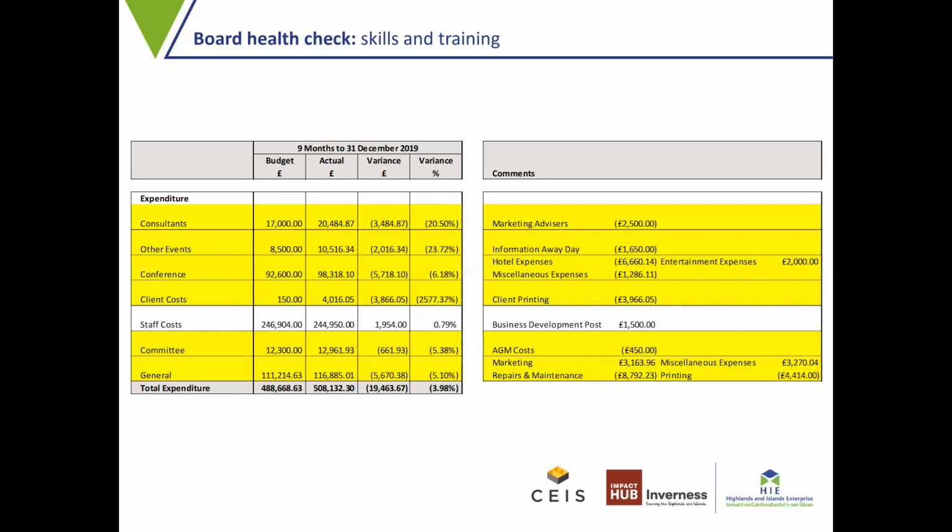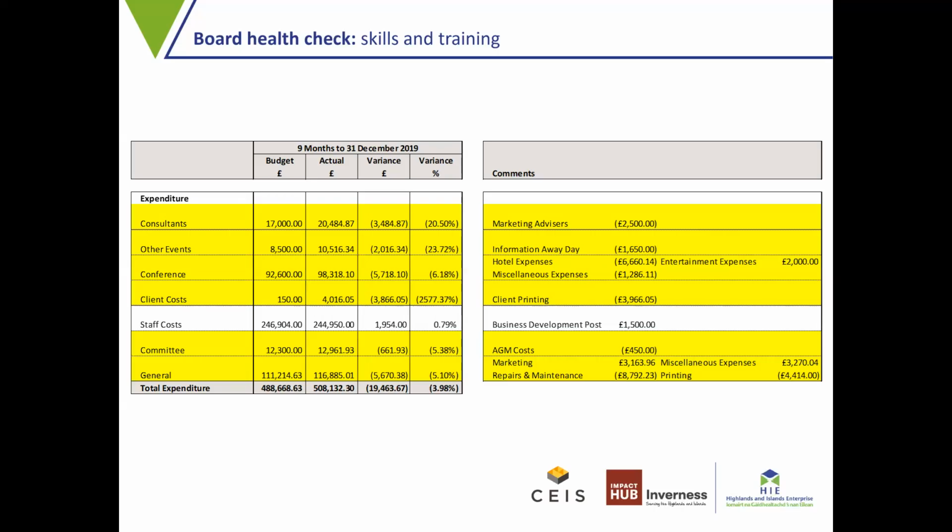The percentage variance for committee costs is minus 5.38%. However, the actual variance is only minus 661.93, so it's not really having a significant impact on the total expenditure variance.